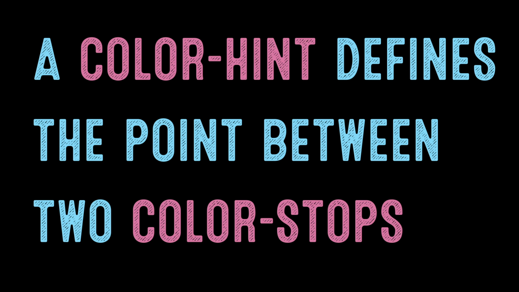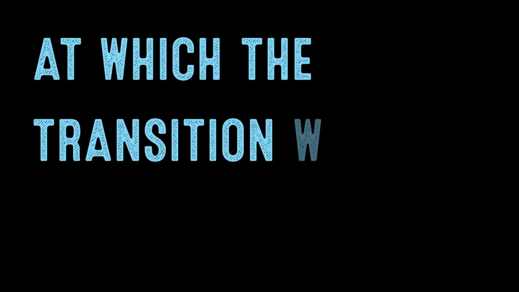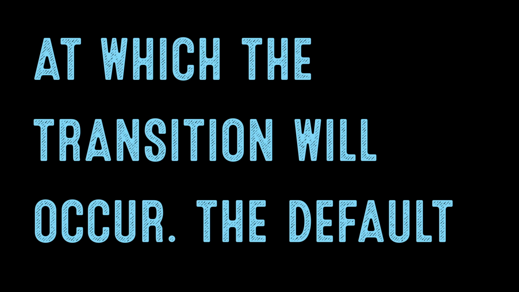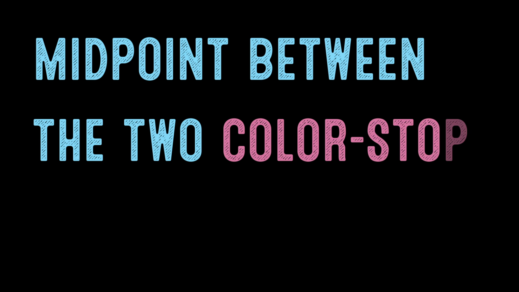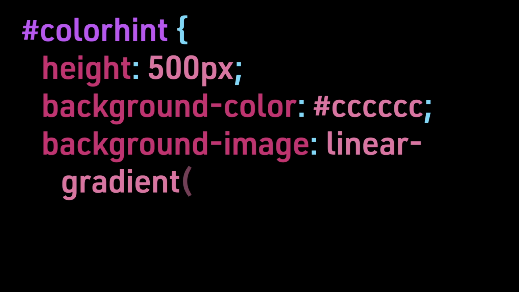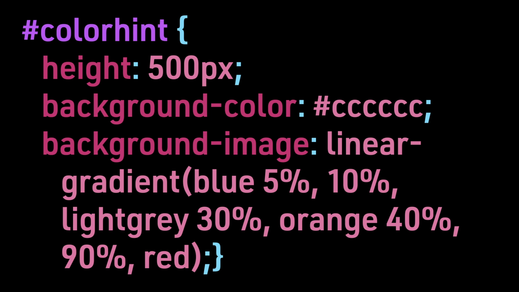A color hint defines the point between two color stops at which the transition will occur. The default for the midpoint of the color transition is the midpoint between two color stops. Here, the color stops are the same as the previous example, but we have added a color hint between the blue and light gray colors at 10% and 90% between the orange and red colors, and you can see how the transition changes.